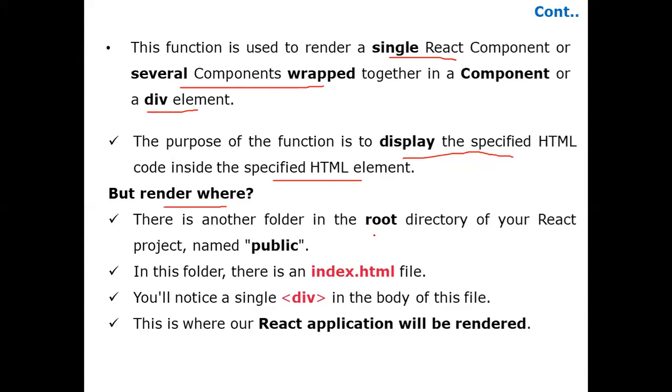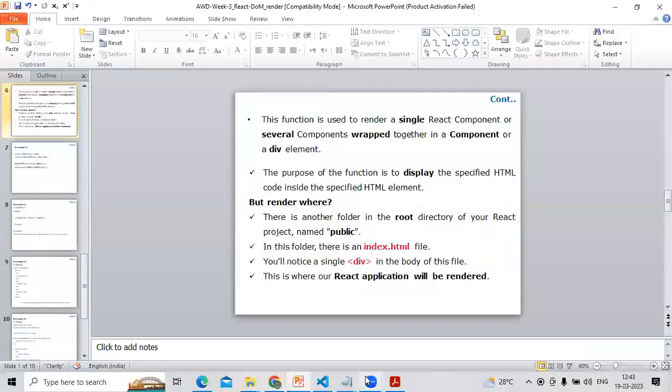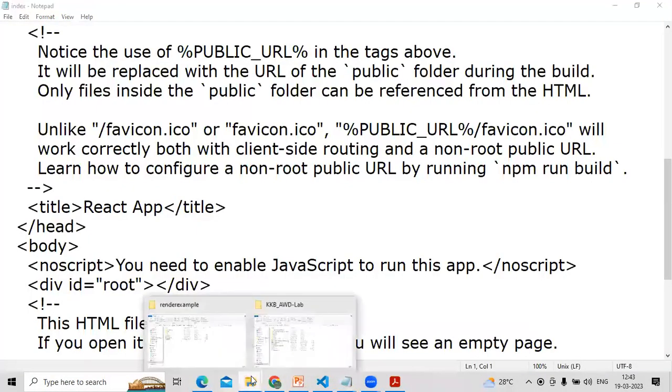Once you create the React application, as I already told you, we have different folders. Among the root directory folders, we have one called public, right? In that public folder, we have a file called index.html. So let's see how the index.html looks. This is an example. This is the index.html once you create an app.